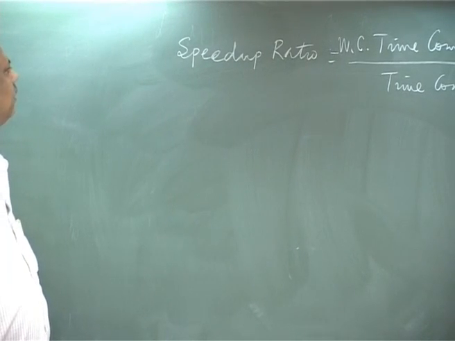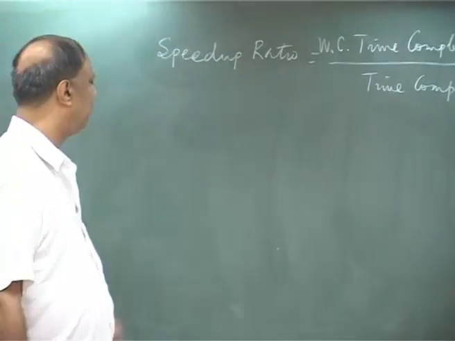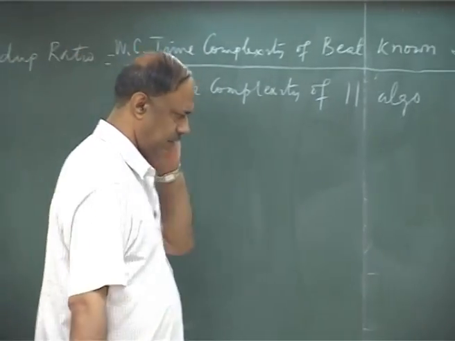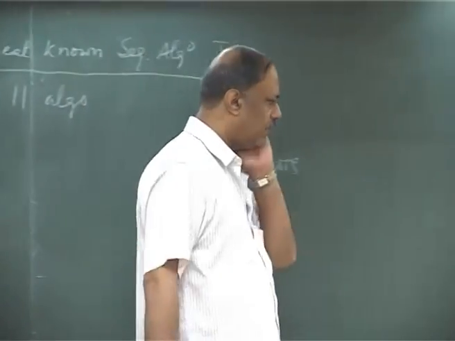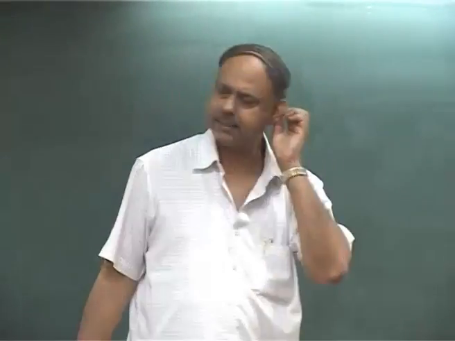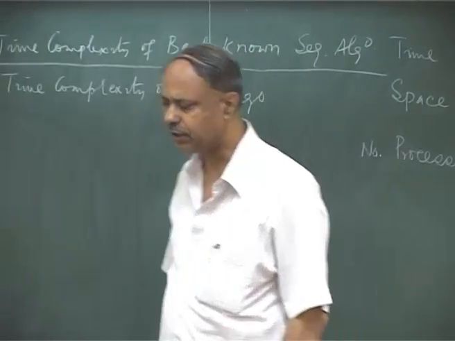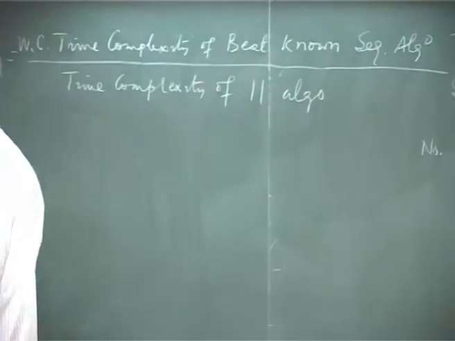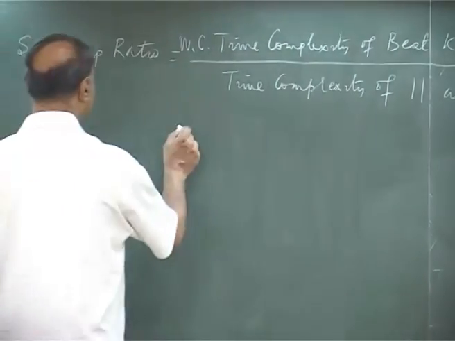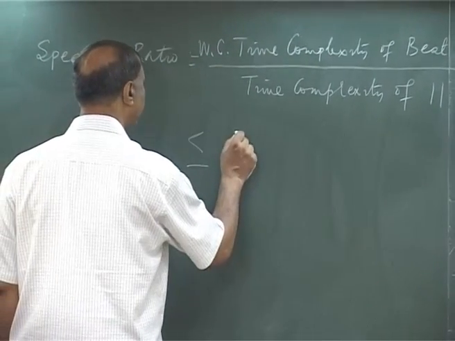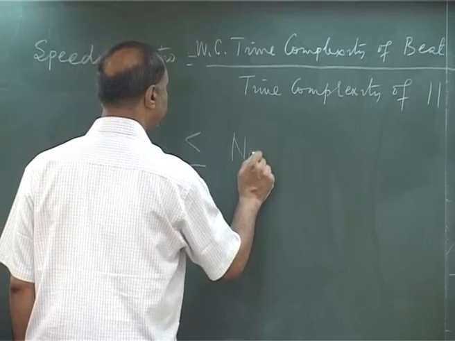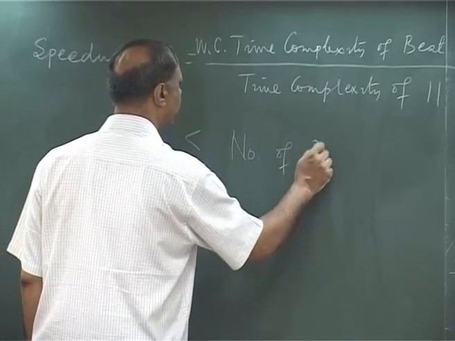But the speed up, is there any limitation? Do you expect that there should be a limitation? What we have defined is the worst case time complexity of the best known sequential algorithm divided by the time complexity of the parallel algorithm, and I can write that this is less than or equal to the number of processors used.